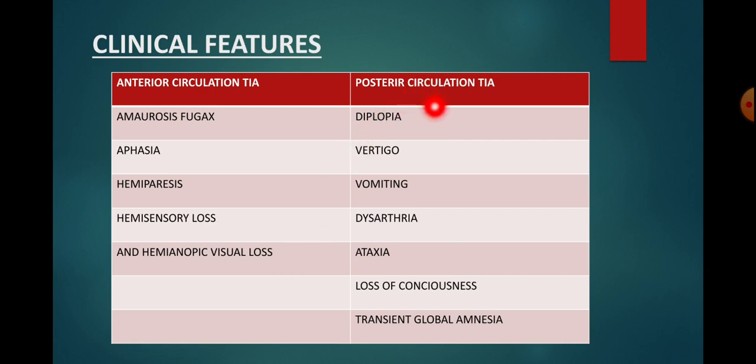Posterior circulation TIA features are diplopia, where you see one image as two, vertigo, vomiting, dysarthria, where there is improper articulation of speech, then ataxia, loss of consciousness, and transient global amnesia. So these are the features of anterior circulation and posterior circulation TIA.